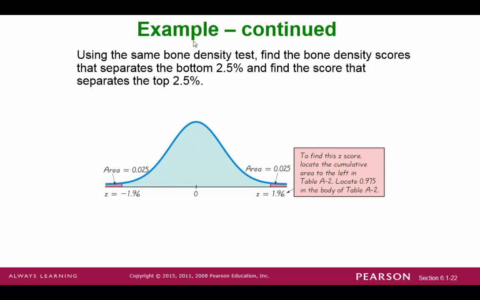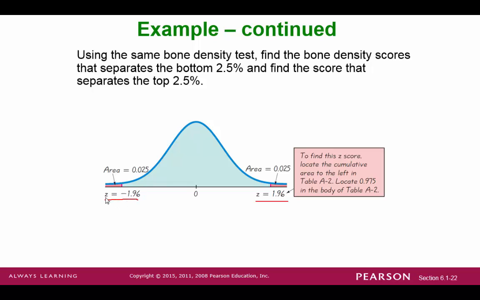Here's another example. Using the same bone density test, find the bone density scores that separate the bottom 2.5% and find the score that separates the top 2.5%. So 2.5% here that we're looking for. We see the answers here already because again these are common z-values. We'll see in the next couple of slides that this is actually called a critical value. But let's actually see how they get this using the calculator.